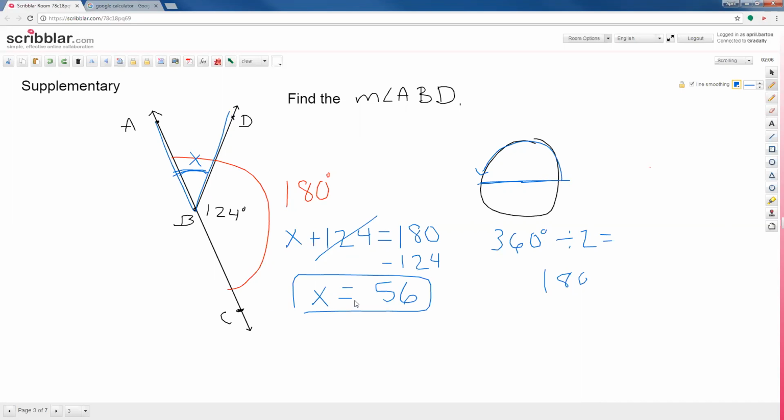And I said x equals 56. Technically, the question said measure of ABD, of angle ABD. But we called it x just to make it easier to work with in that equation.